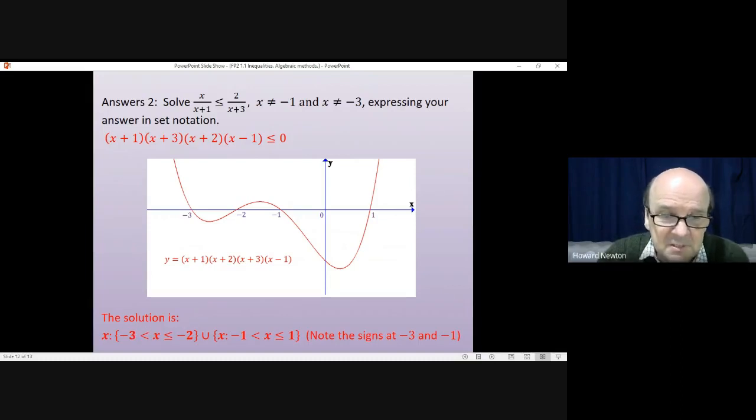And the way you would read this is the solution is x such that x lies between minus 3 and minus 2, union combined with x such that x lies between minus 1 and plus 1. But note carefully this time the signs at minus 3 and minus 1. We've got x is strictly greater than minus 3, and x is strictly greater than minus 1. That's because it can't be equal to minus 1 or equal to minus 3. So although the inequality we're solving has got less than or equal, we can't use less than or equal in the solution because those two values are not allowed in the domain of the original function.